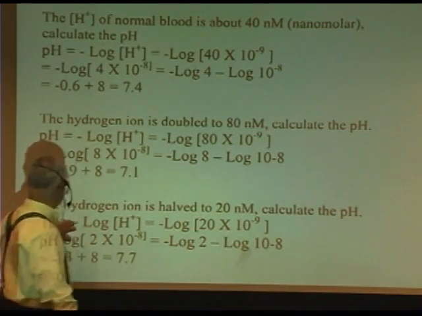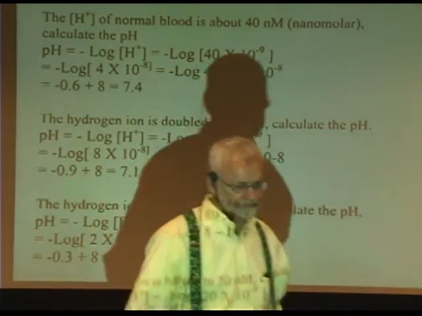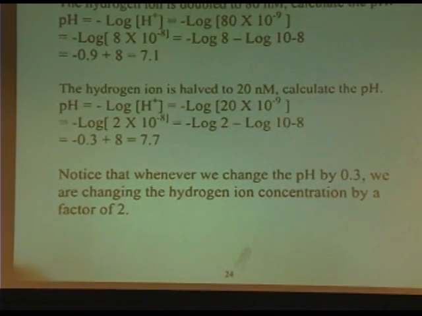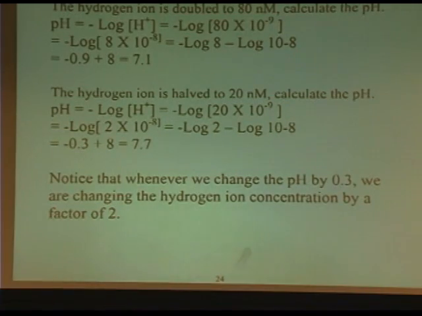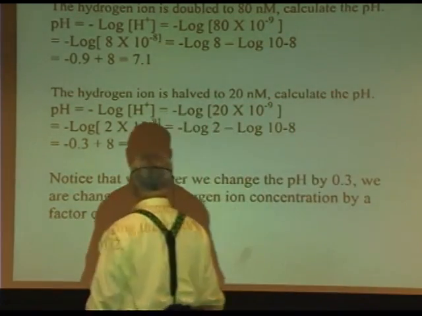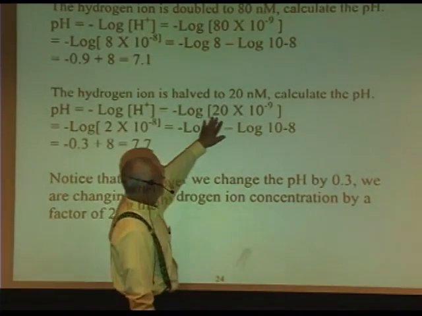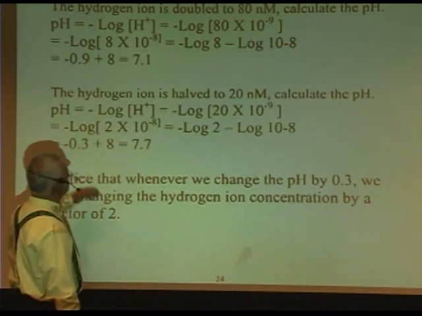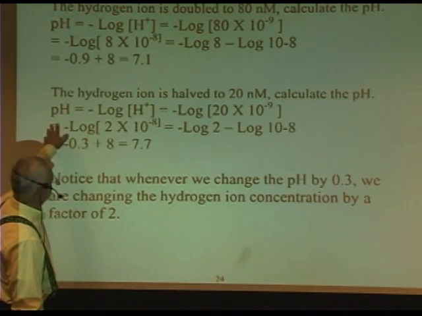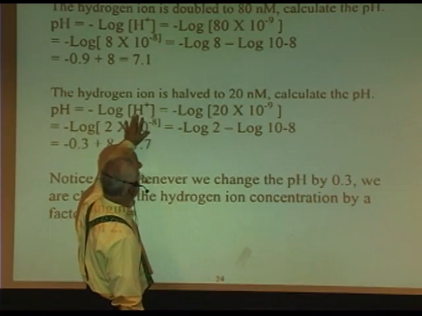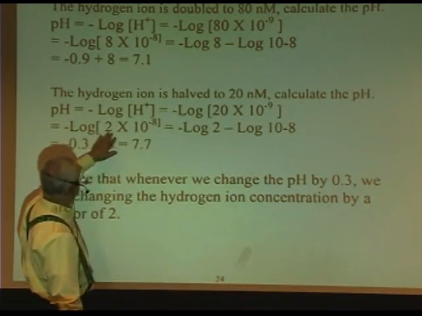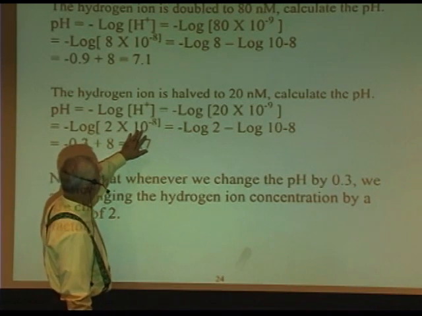Now, what we're going to do in this last one is halve the hydrogen ions. We're going to make the solution more basic. Let's say we added a little sodium hydroxide to the solution. Now, the concentration of hydrogen ion is going to be 20 times 10 to the minus 9th. And we go through the same process here. We've got the log of hydrogen ion, 20 times 10 to the minus 9th. That's equal to minus the log of 2 times 10 to the minus 8th.